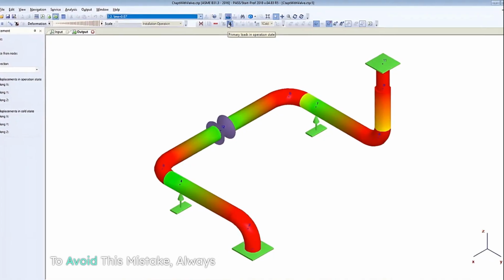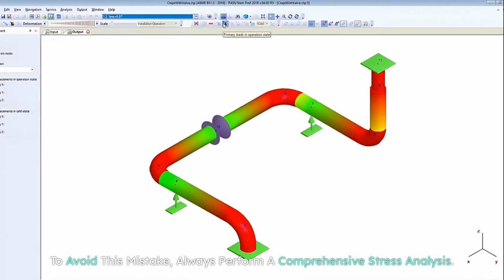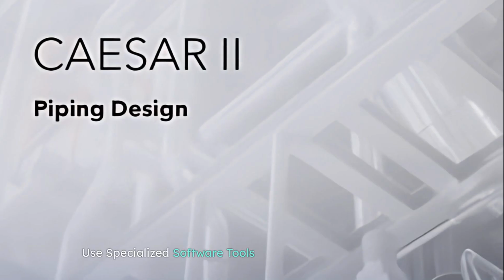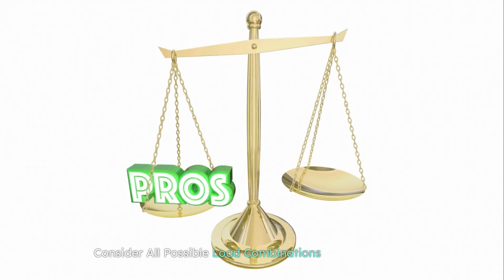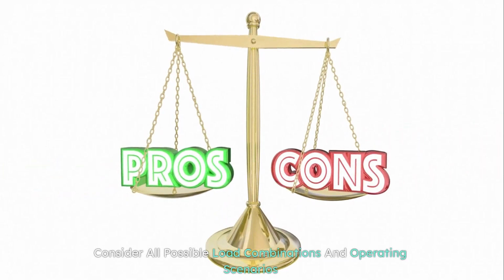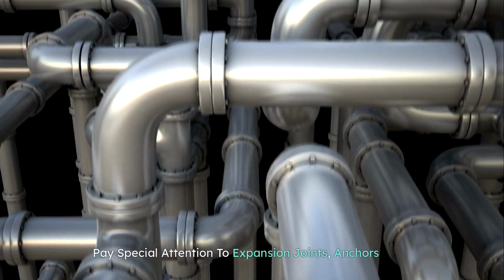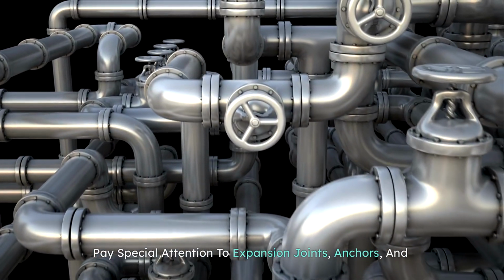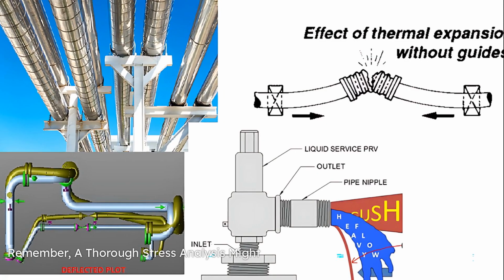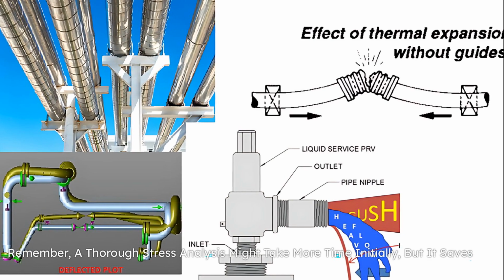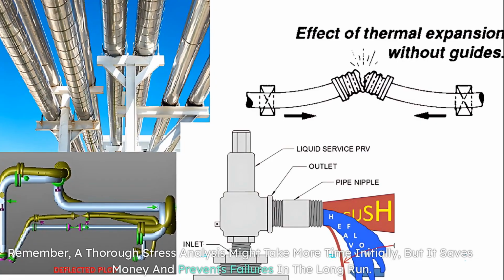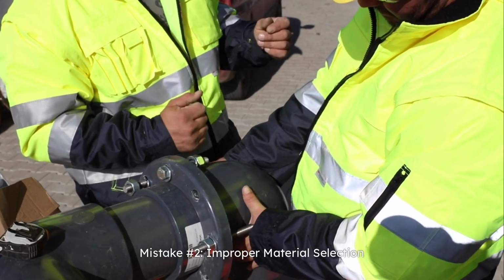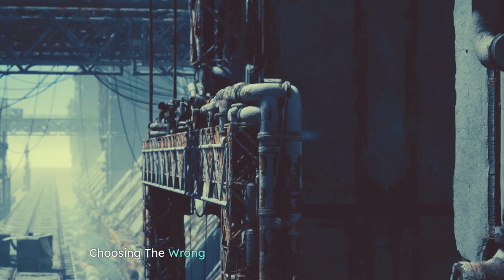To avoid this mistake, always perform a comprehensive stress analysis. Use specialized software tools to model your piping system. Consider all possible load combinations and operating scenarios. Pay special attention to expansion joints, anchors, and support structures. Remember, a thorough stress analysis might take more time initially, but it saves money and prevents failures in the long run.